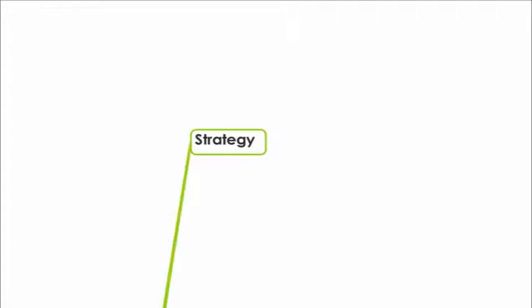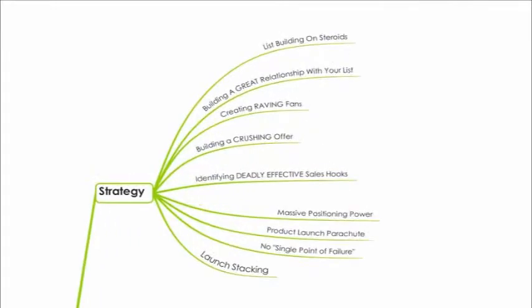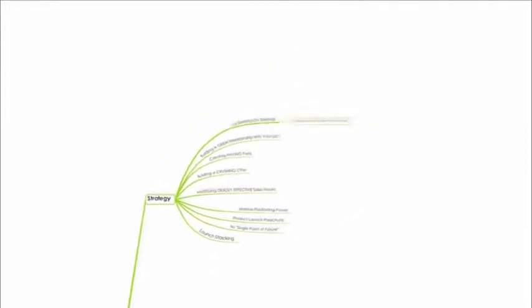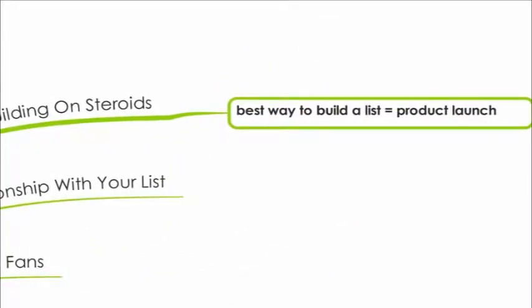so I always start with strategy. And here's some of the underlying core strategies that really fuel everything I do with product launches and business launches and Product Launch Formula. First of all, you always want to be focused on your list building. So I consider product launches list building on steroids. The best way to build a list is through a product launch.